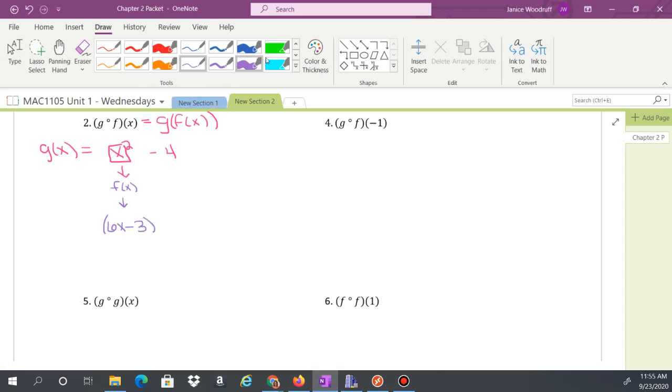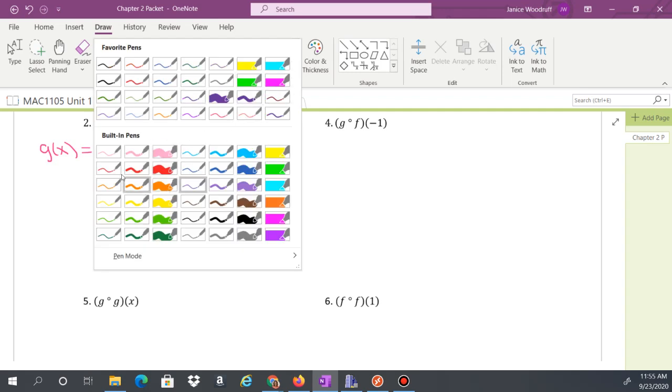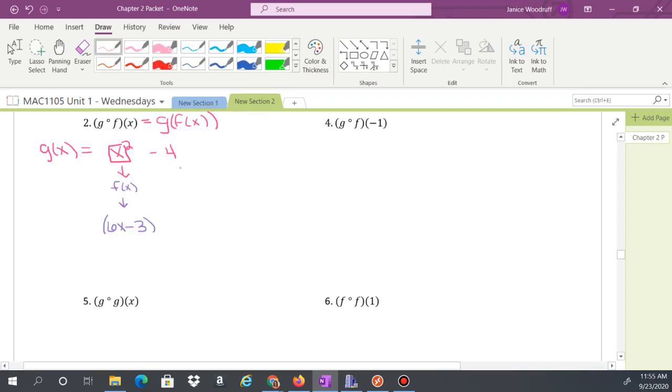Okay, if I go back to the original, all right, so x squared minus 4, that's the x part, squared minus 4. Then I have to work that out. Okay, so 6x minus 3 squared, 6x minus 3 times 6x minus 3 minus 4. Okay, then I want to FOIL.